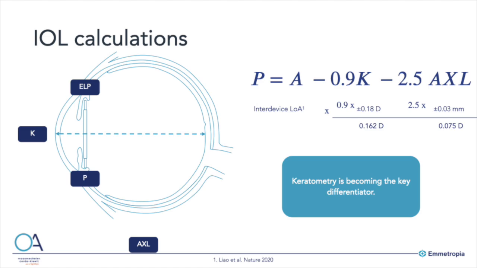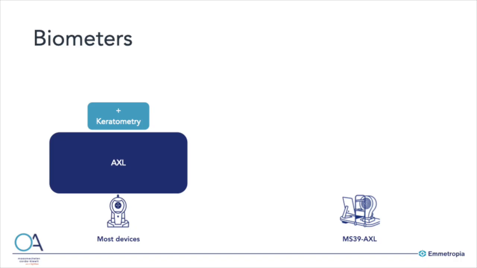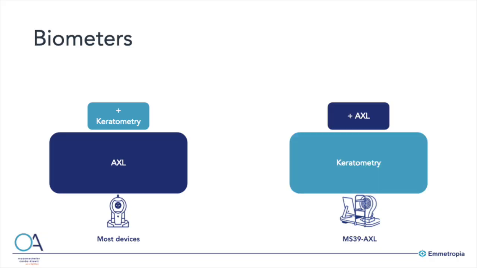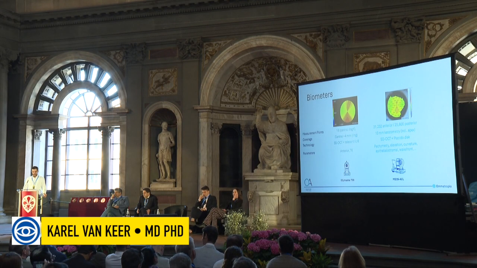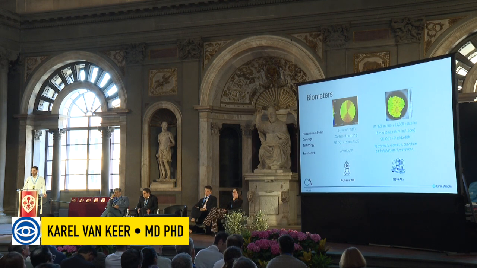And when we compare biometers, typical biometers are an axial length measuring device with some kind of keratometry put on top. And the MS-39, of course, is the exact other way around. It's a keratometry device with axial length now added. Just for keratometry, it's not a fair comparison. For example, comparing the IOL Master 700 to the MS-39, Francesco can tell you everything about it. But just looking at the number of points being measured for keratometry, for the IOL Master 700, it's only 18. For the MS-39, it's well above 30,000.